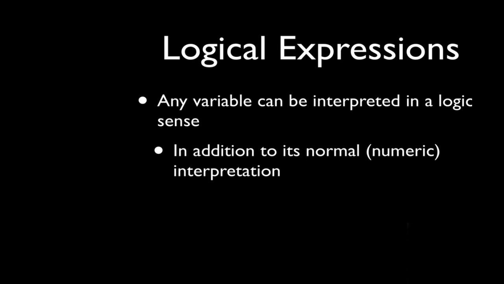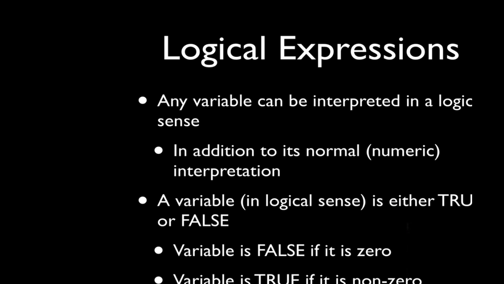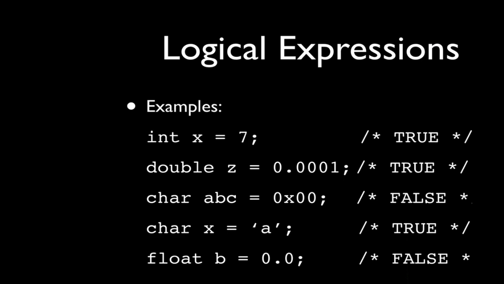Finally, in C, we also have logical expressions, and in C, any variable can be interpreted in a logical sense. So this is in addition to its normal numeric interpretation. So a variable in a logic sense is either going to be true or false. And so it's a Boolean interpretation, and the variable is going to be false if its value is 0, and it's going to be assumed true if it holds any non-zero value.